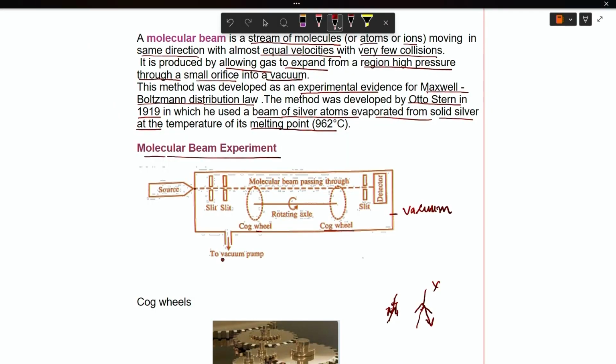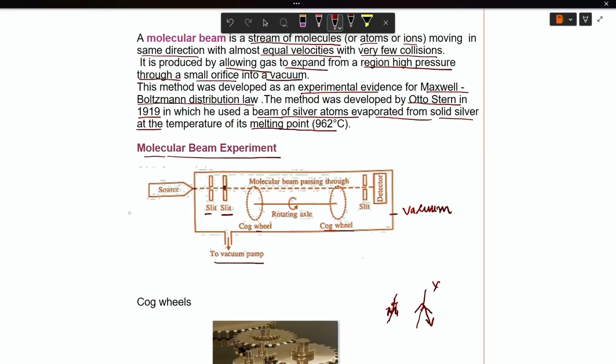The conditioner is evacuated. Now, here it is connected to the vacuum pump. So, this chamber is the conditioner's vacuum, and here there is a small orifice or a small hole through which this beam enters this apparatus. Now, the beam is passed through two slits, so that we have a collimated beam, a thin beam of molecules coming out of these two slits.